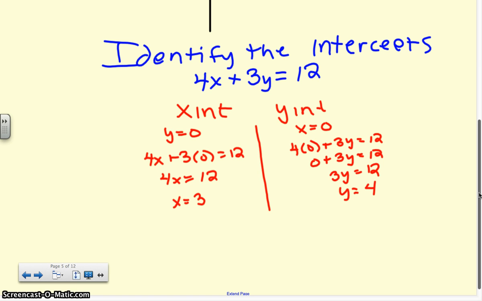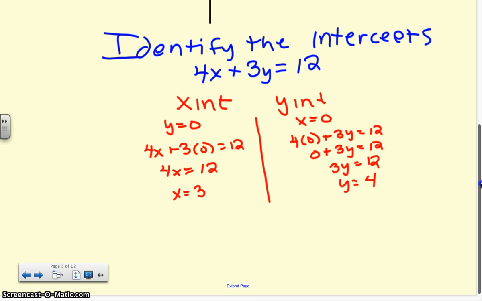So I can quickly graph it in this form by plotting my x-intercept and my y-intercept and connecting them. My x-intercept is 3, that means I cross my x-axis at 3. My y is 4, I cross my y-axis at 4, connect them, and I have my line.